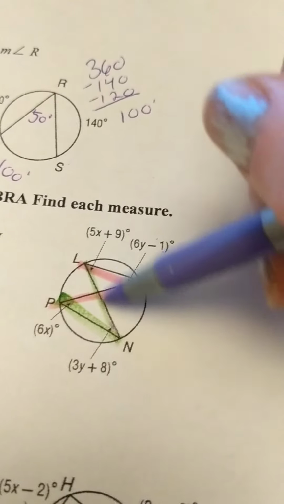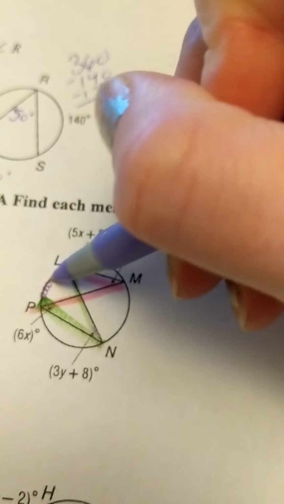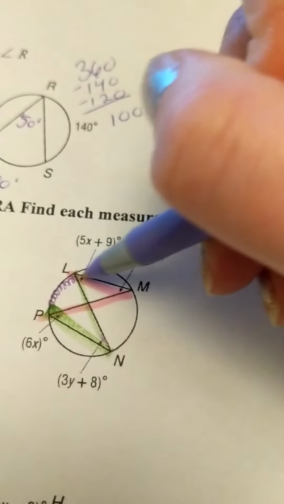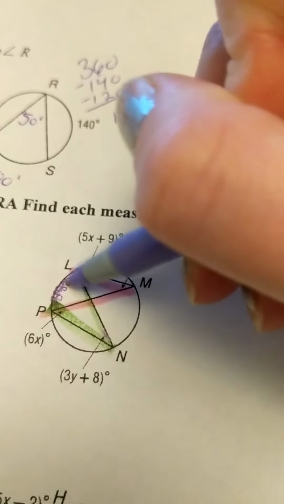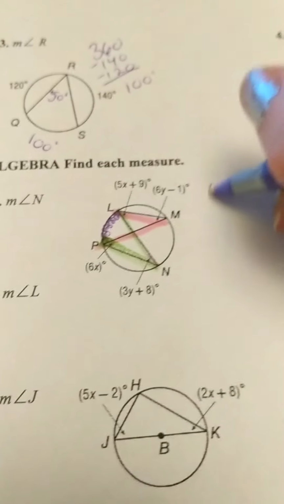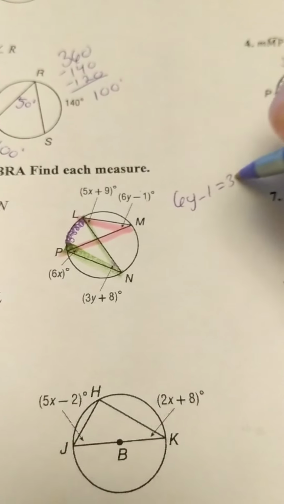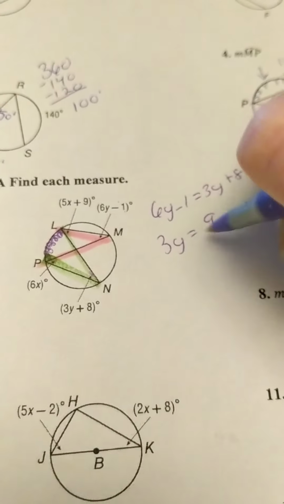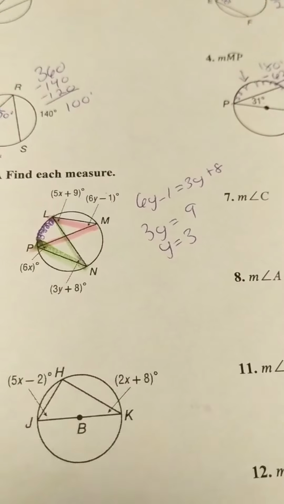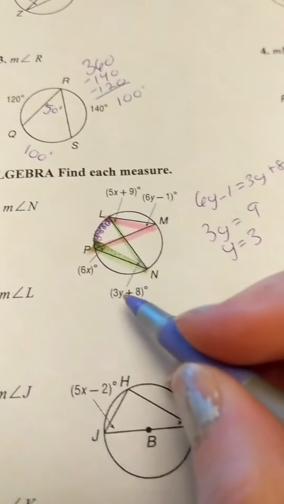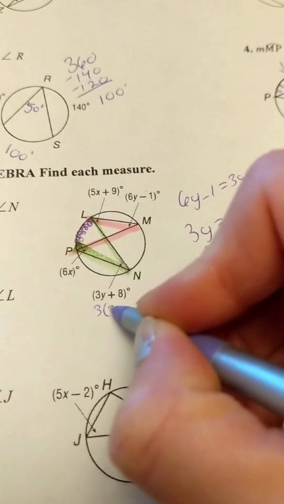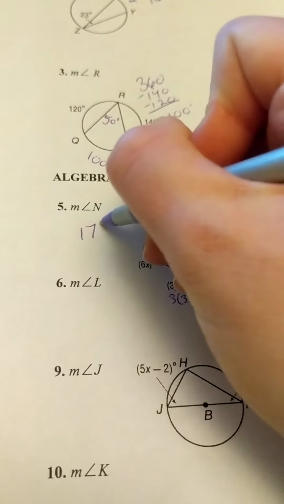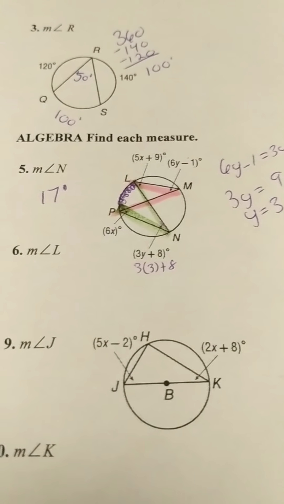So looking at this green angle, we can see that it opens to this arc. And then looking at this pink angle, it also opens to that same arc. So therefore, we can make the equation 6y minus 1 is equal to 3y plus 8. Subtract our y's, add our 1, divide, and we get y is equal to 3. Plugging back in, 3 times 3 plus 8 is 17. So angle N is 17 degrees.